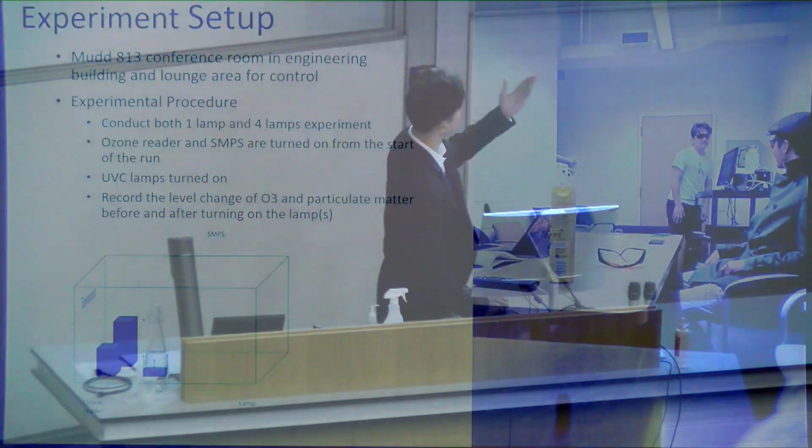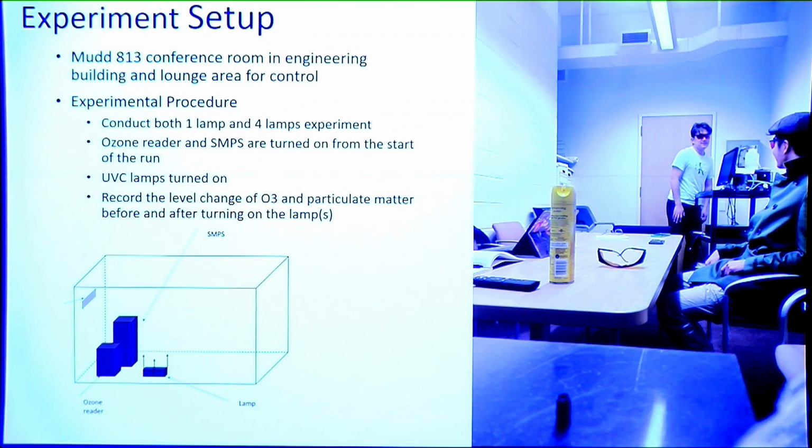So we decided to conduct our study in one of the conference rooms on the 8th floor of the engineering building at Columbia. We conducted both 1-lamp and 4-lamp fixture experiments in the conference room, and also in the lounge area for the control group experiment. We turn on the ozone monitor and the scanning mobility particle sizer in the room at the beginning to run for a period of time before turning on the lamps. After that, we turn on the UVC lamps and record the level change of O3 and particulate matter before and after turning on the lamps.